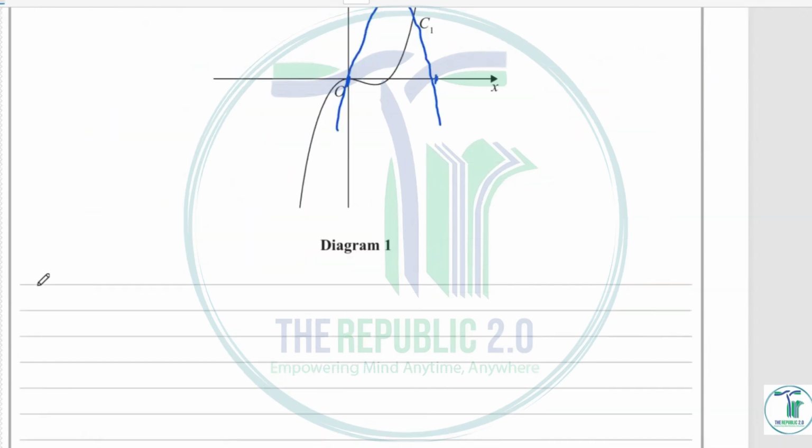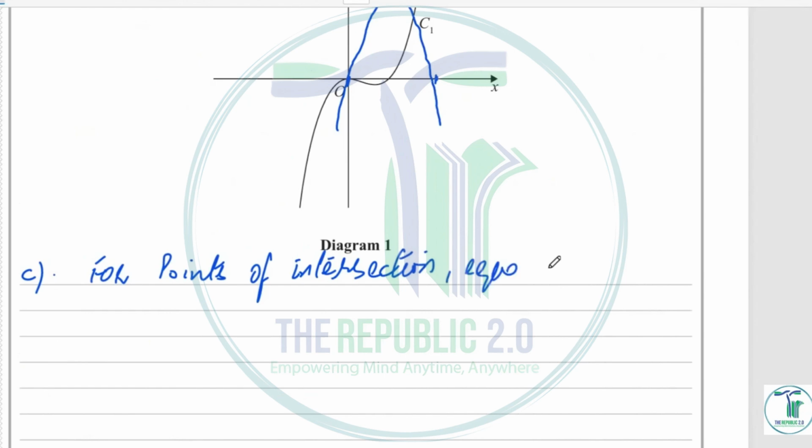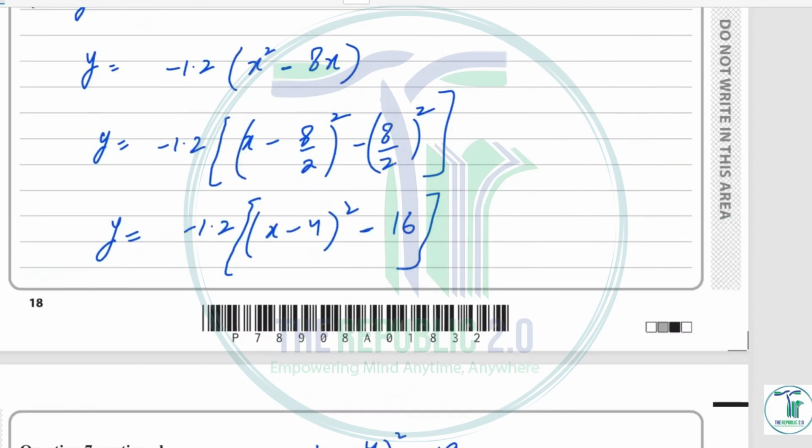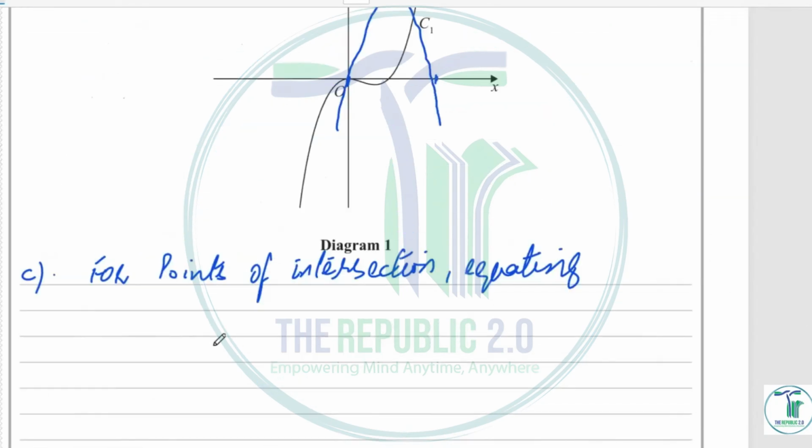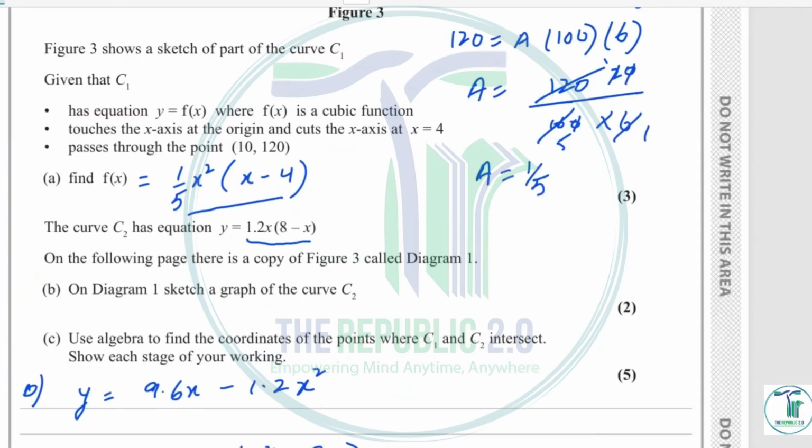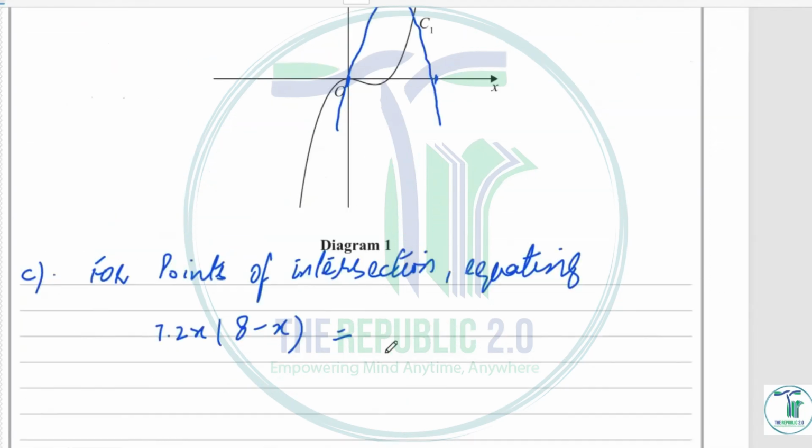So in the C part, for points of intersection, we need to equate the above equations. The other equation that we had was 1.2x times (8 minus x), and we should keep it equal to 1/5 x squared times (x minus 4).